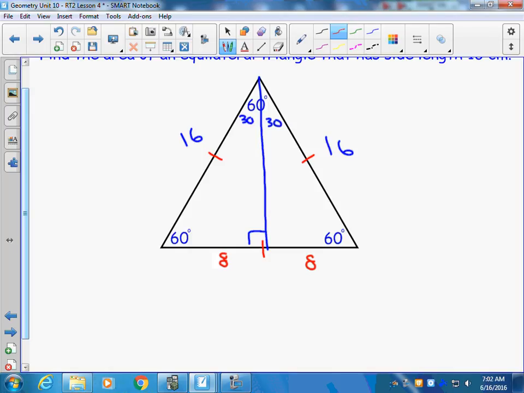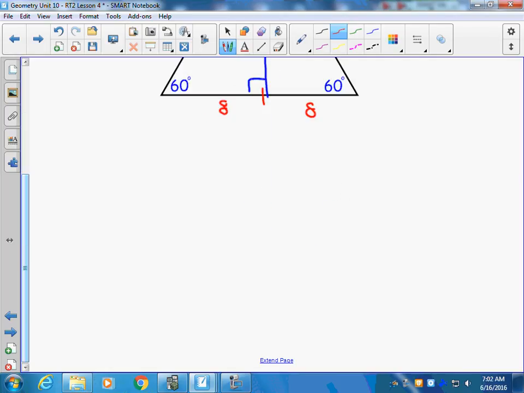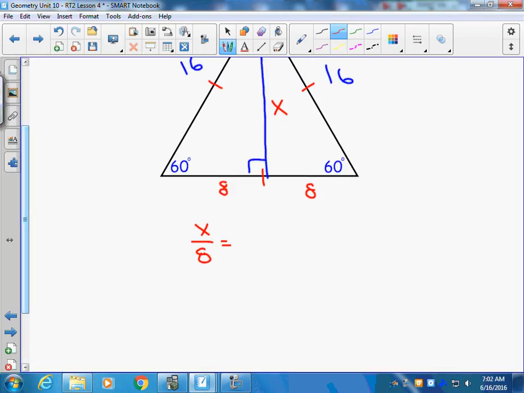And now this allows us, with cutting it into a 30, 60, 90, to find the height of this triangle, which is x. Okay, now, if you can use the conjecture, that's great. If not, remember that we can always set up proportional ratios. So x over 8, long leg over short leg, equals our reference triangle, long leg over short leg. And then we can cross multiply and solve to finish that up.